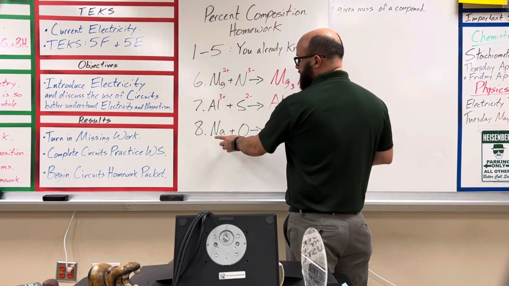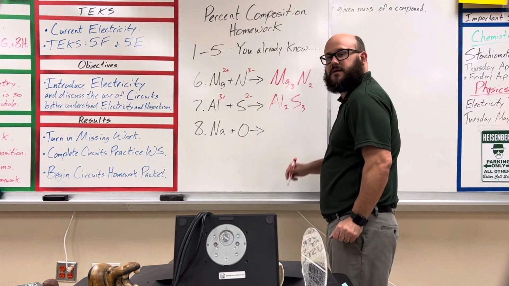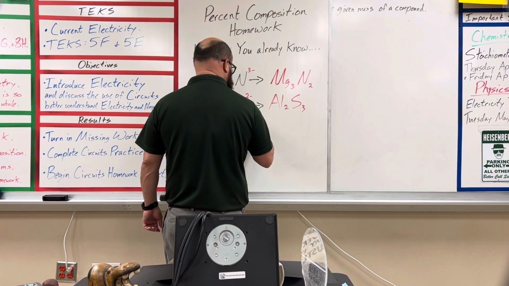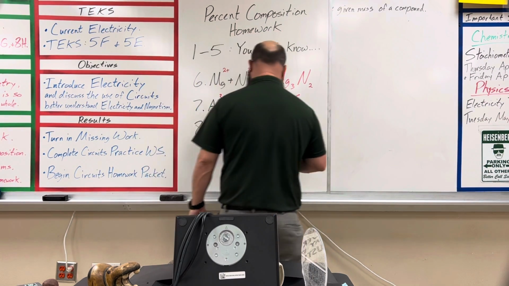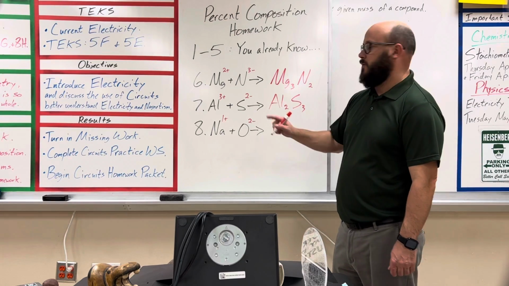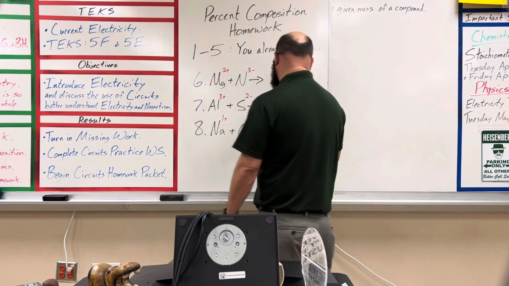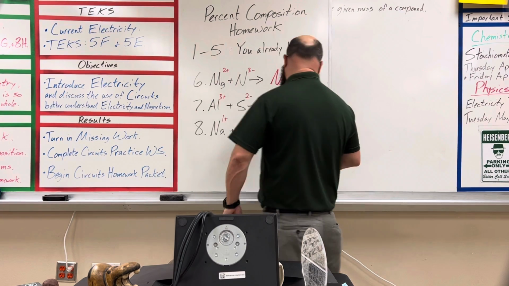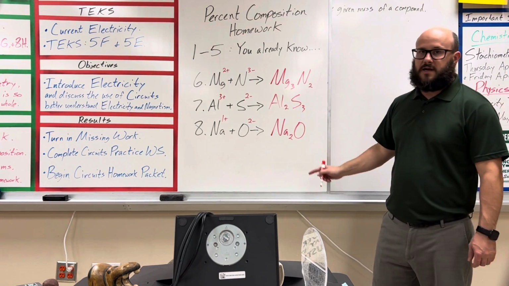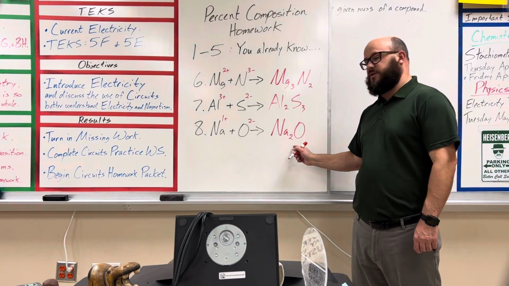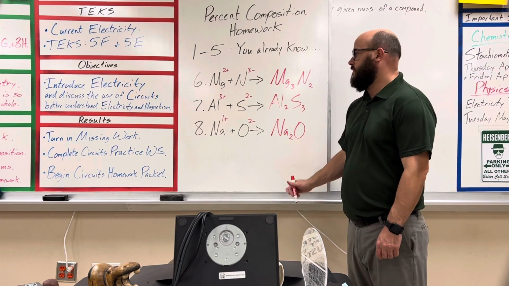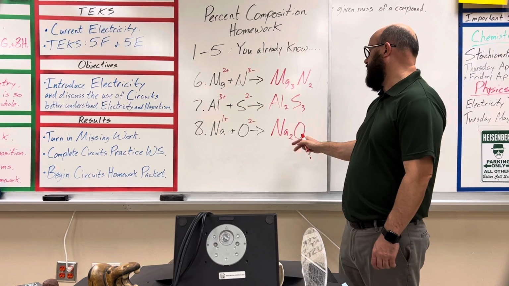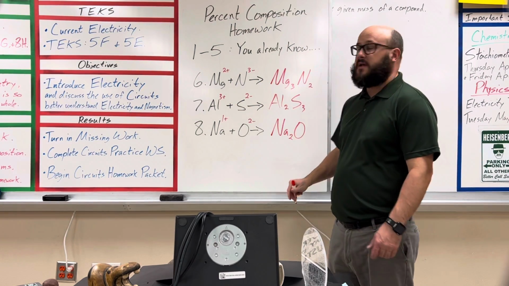For number 8, we have sodium and oxygen. Sodium is a +1. Oxygen is a -2. So when we make that formula, we crisscross, we end up with Na2O. So sodium oxide. And that'll be the last one you find the percent composition for. So 6, 7, 8, nothing different. You just have to find the formula, and we just did that together.